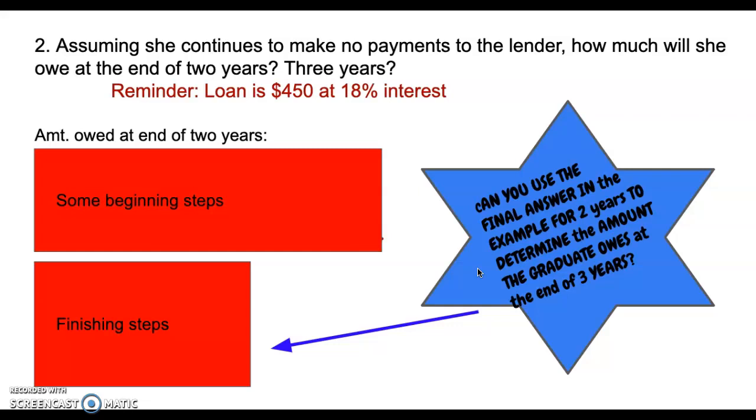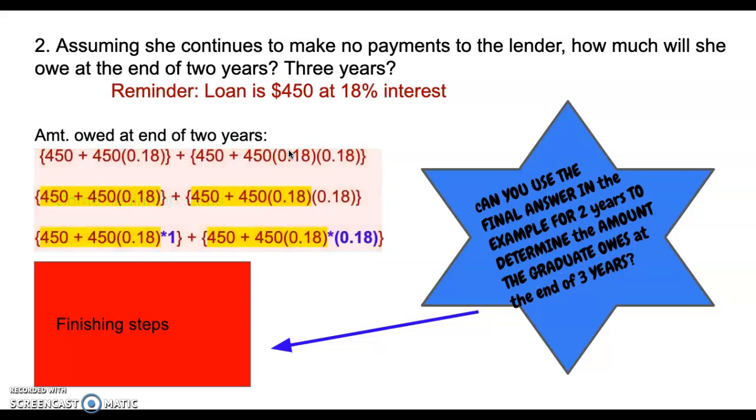All right, so now let's assume she continues to make no payments to the lender. How much will she owe at the end of 2 years, at the end of 3 years? As a reminder, she took a loan for $450 at 18% interest. So let's look at the amount owed at the end of 2 years. We're going to break this down into a couple sections. So here are the beginning steps.